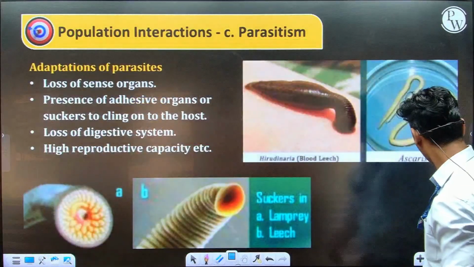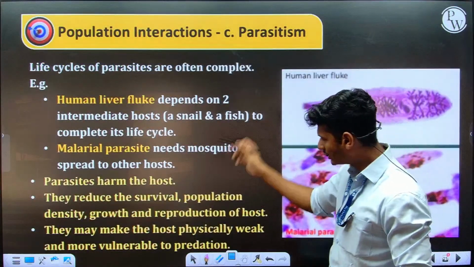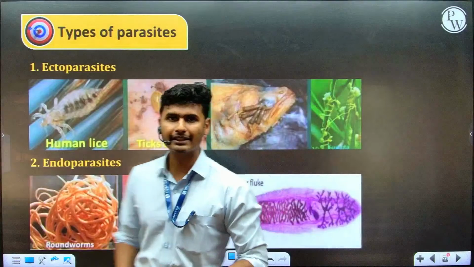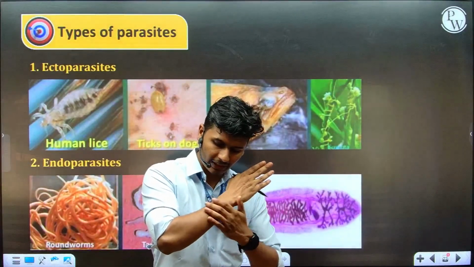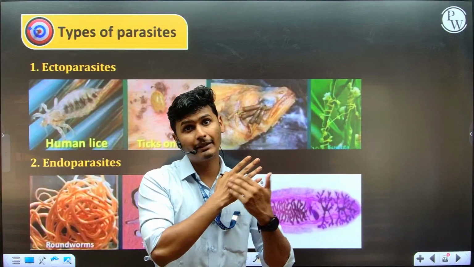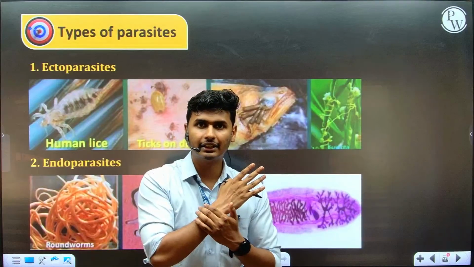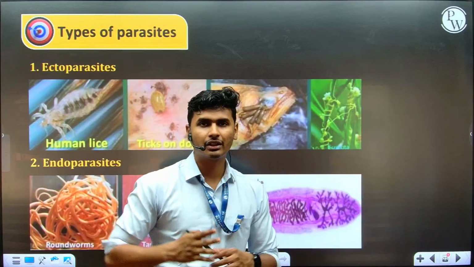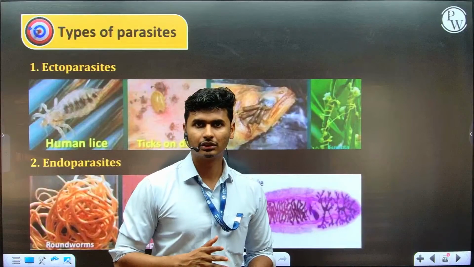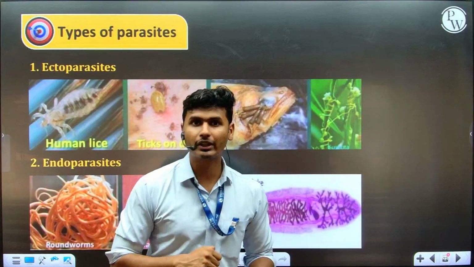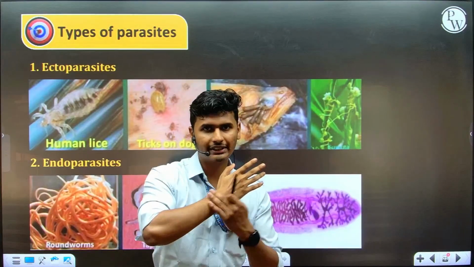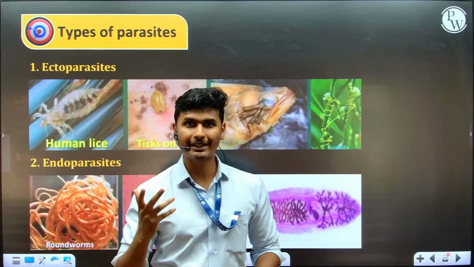Now, the main types of parasites are two: some are ectoparasites, some are endoparasites. If there is some parasite which comes on my hand and causes a fungal infection here, it means it is attacking my body surface from outside. This is known as an ectoparasite. Now, if some parasite goes into my digestive system through my food or water, and internally damages my body, then it is known as an endoparasite. So you understood the concept: ecto is outside the surface, endo is inside the body.